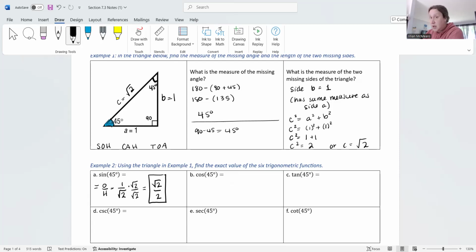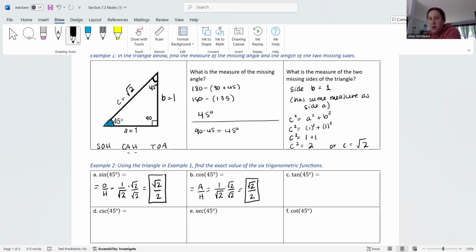Okay? Now for cosine, we're still looking at this blue 45-degree angle. The side adjacent to that 45-degree angle is 1. Remember, cosine is adjacent over hypotenuse using SOHCAHTOA. The adjacent side is 1, and the hypotenuse we already know is square root 2. So we have 1 over square root 2. We need to rationalize this, so multiply top and bottom by square root 2. That gives me, again, square root 2 over 2. So on a 45-degree angle, sine and cosine are actually the same.